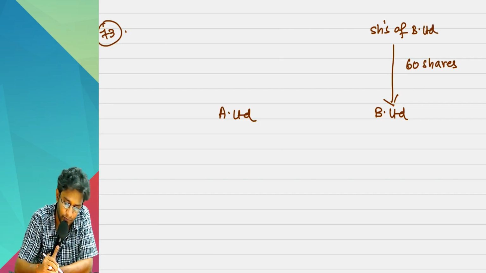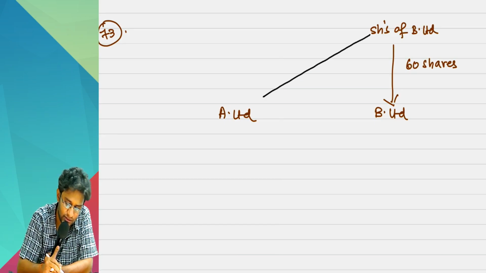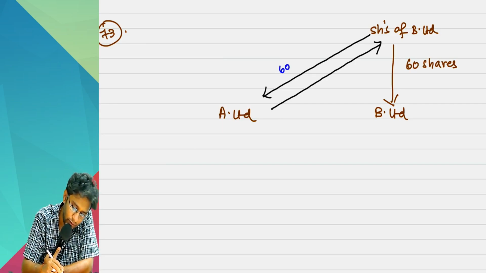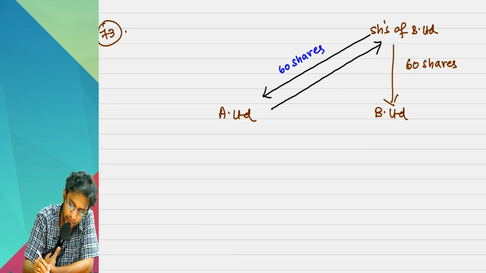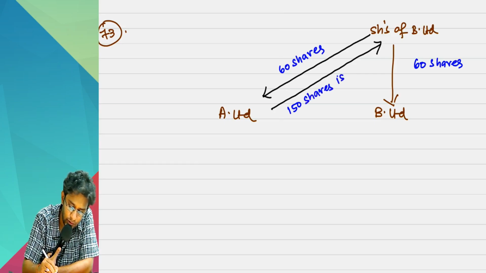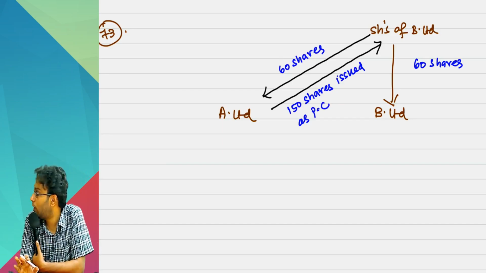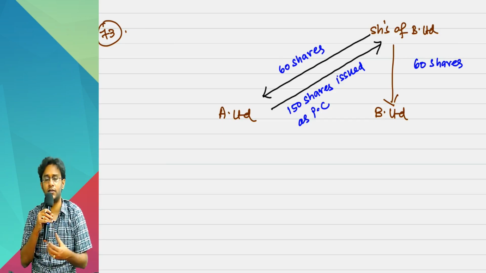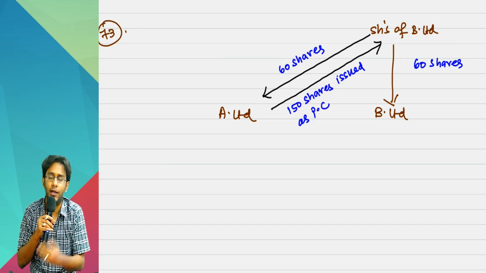What I did is, I purchased all 60 shares here by issuing my own shares as PC. So the 60 shares these people have, I bought them off. In return, what I gave as PC is my own company's 150 shares, issued as PC. Up to here, sir, you will not understand that this is a reverse acquisition. You cannot understand, sir. You simply purchased an investment in B limited by issuing your own shares.